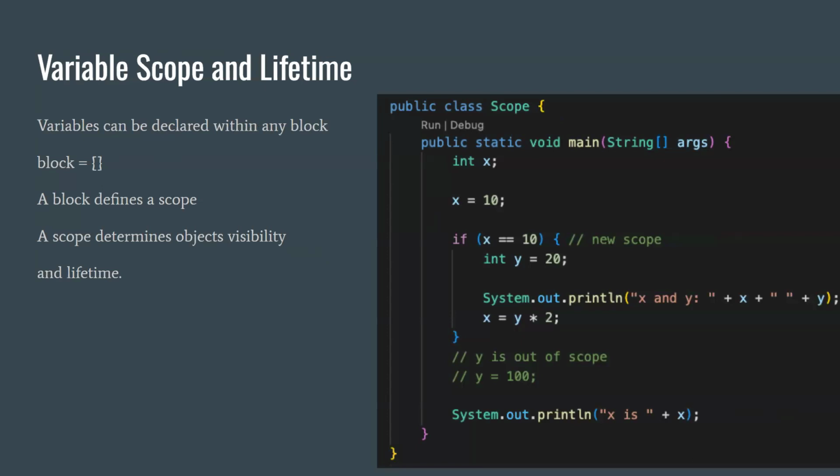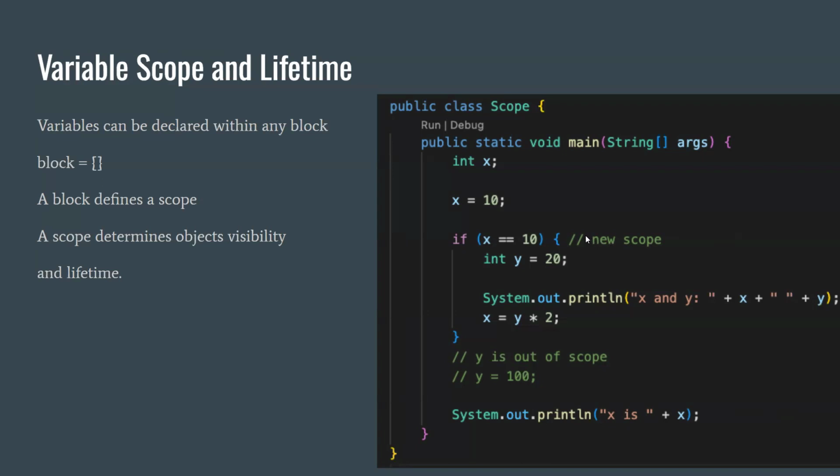When talking about variables, it is really important to understand scope and lifetime. Variables can be declared within any block, and when we talk about a block, you can think of this bracket. This block basically defines a scope. And what does scope do? Scope basically determines objects' visibility and lifetime.